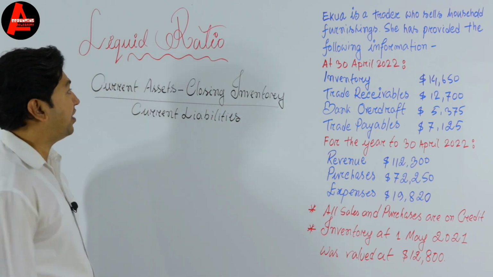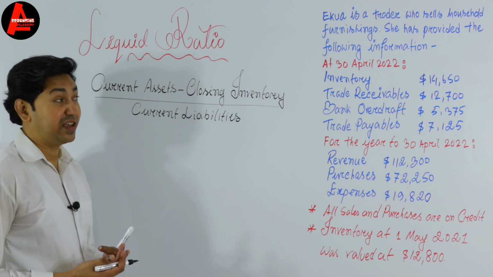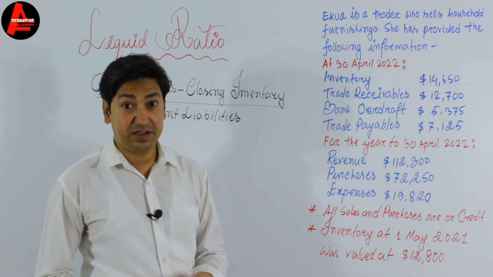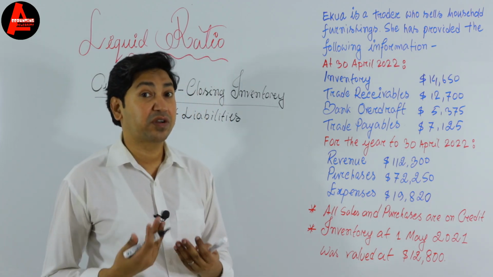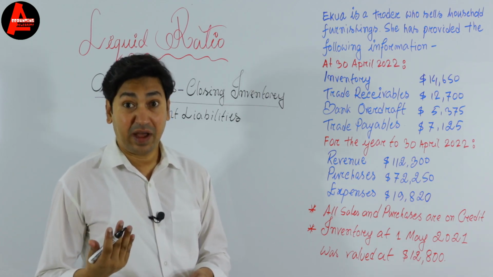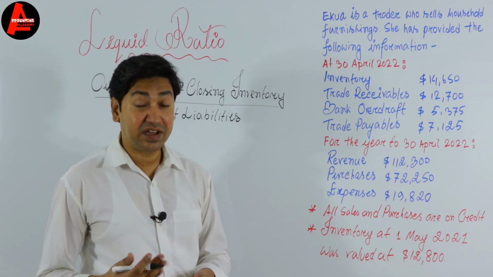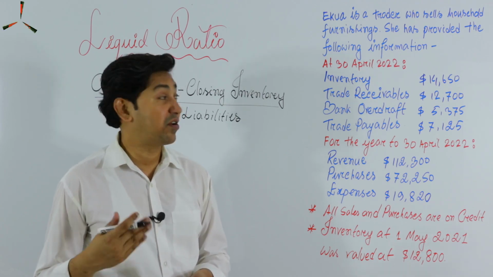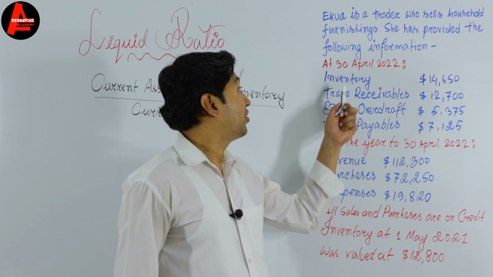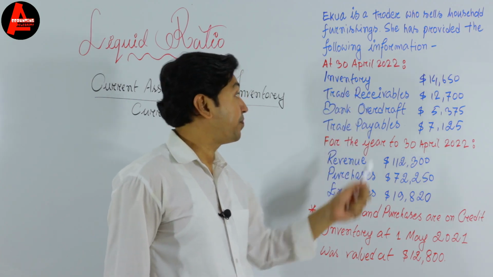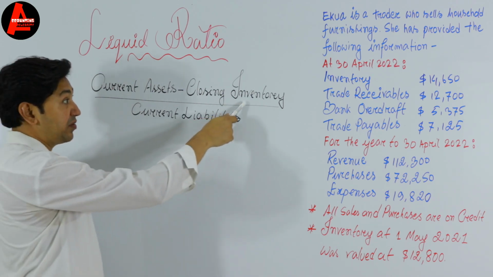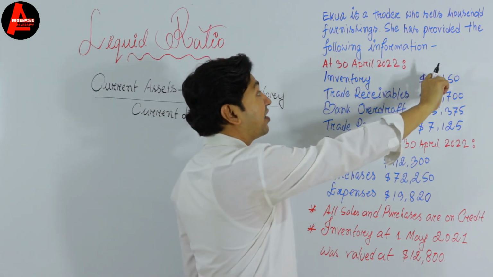In this question we have only two current assets: inventory and trade receivables. What else could a business have? There are some more current assets, for example cash or cash equivalents, bank balance, short-term investments, other receivables, like prepayments or advance expenses, whatever you call them. Here we have only two, opening inventory and trade receivables. So our formula is total current assets minus closing inventory.